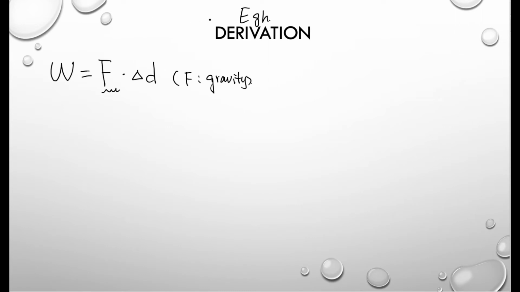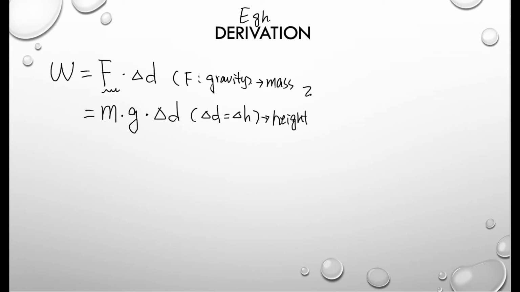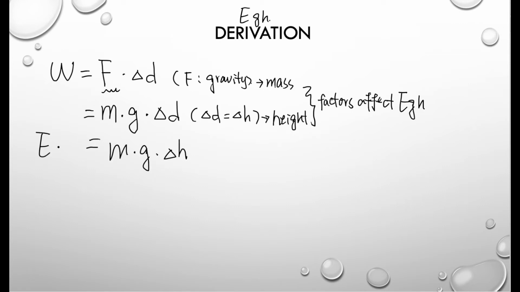Because, as we said earlier, this is about EGH, and it is highly associated with mass and gravity. M times g times delta D, because F is just gravity, gravity is equal to m times g, and delta D is just delta H in this case. Mass and height are two factors that affect our EGH value according to our previous explanation. M times g times delta D is equal to m times g times delta H, which is just the formula we are trying to solve.